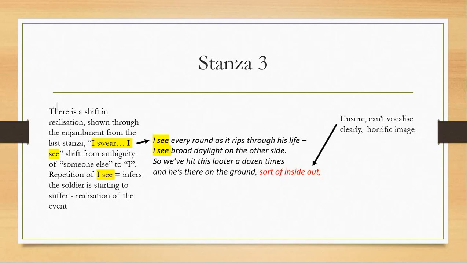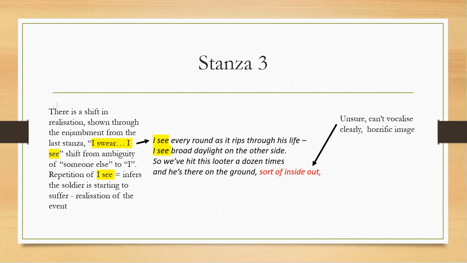So there's a shift from the ambiguity of someone else to the focus on I, and the repetition of the two lines, I see. It infers the soldier is starting to suffer. They're starting to realise the trauma of the event. And then at the end of the stanza, when he says sort of inside out, he's describing the body.